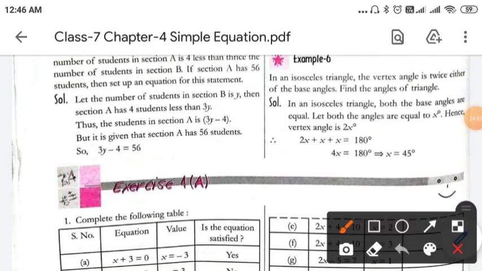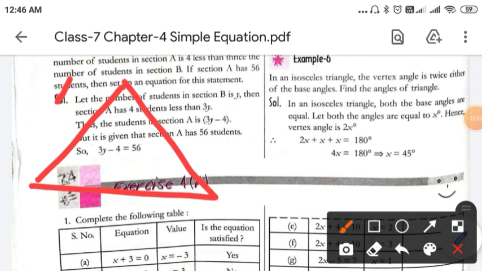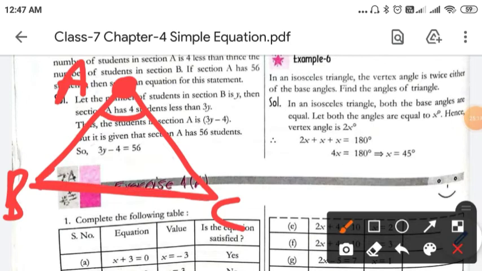6 is, in an isosceles triangle, the vertex angle is twice either of the base angle. So in a triangle, which one is a vertex angle? The vertex angle is always the angle on the top. This one is the vertex angle, and the base angle is the angle formed at the base. So these two are the base angles.